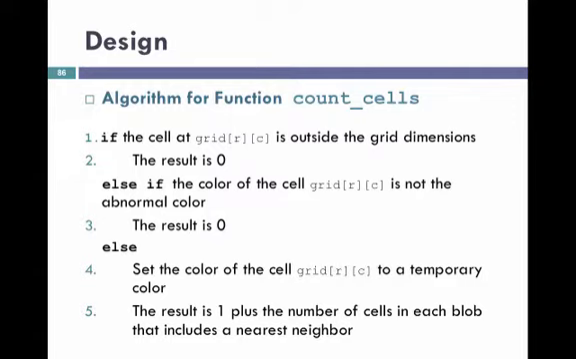Here's an algorithm for a function count cells. If the cell at grid position RC is outside the grid dimensions, the result is 0. Or if the color is not abnormal, then the result is 0. Otherwise, we set the color of the cell to a temporary color, and the result is 1 plus the number of cells in each blob that includes a nearest neighbor.